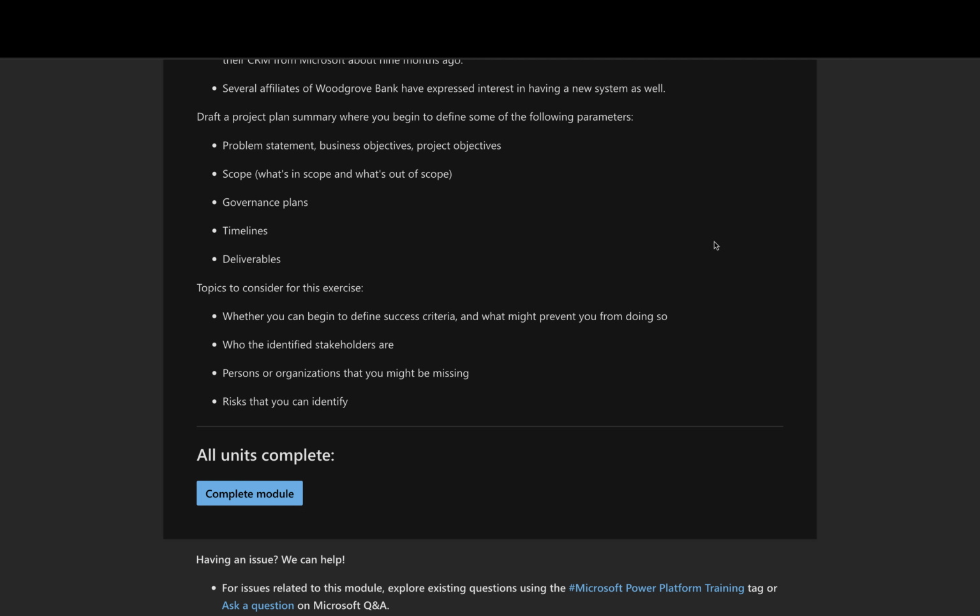Topics to consider for this exercise. Whether you can begin to define success criteria and what might prevent you from doing so. Who the identified stakeholders are. Personas or organizations that you might be missing. Risks that you can identify.